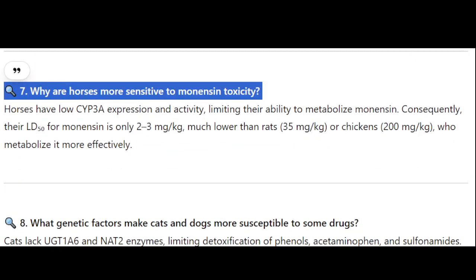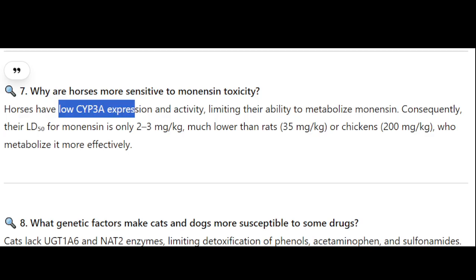7. Why are horses more sensitive to monensin toxicity? Horses have low CYP3A expression and activity, limiting their ability to metabolize monensin. Consequently, their LD50 for monensin is only 2 to 3 mg per kilogram, much lower than rats, 35 mg per kilogram, or chickens, 200 mg per kilogram, who metabolize it more effectively.